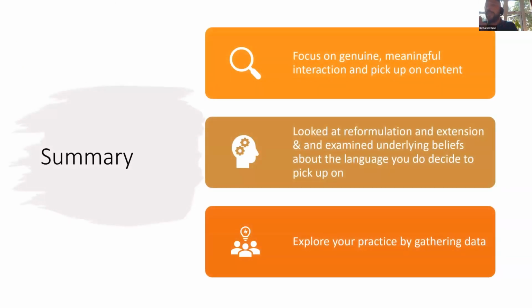So in this very short session, so it's a little bit rushed this evening, but we've looked at how it's important to focus on genuine, meaningful interaction and pick up on the content first before diving in with language, because I think we often feel that we've got to grasp at something to give them some language. Actually, hold back and focus on the meaning first. We've looked at reformulation and extension, and examined some underlying beliefs about what kind of language you pick up on and why. And we've had a couple of ideas for exploring your practice.